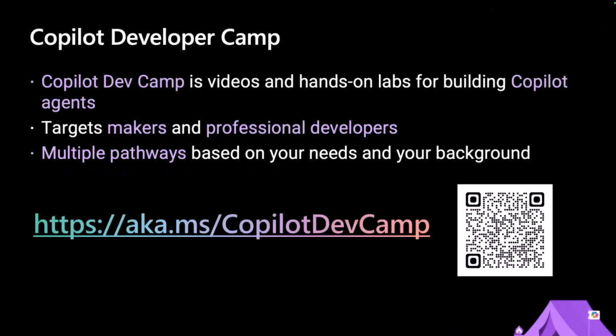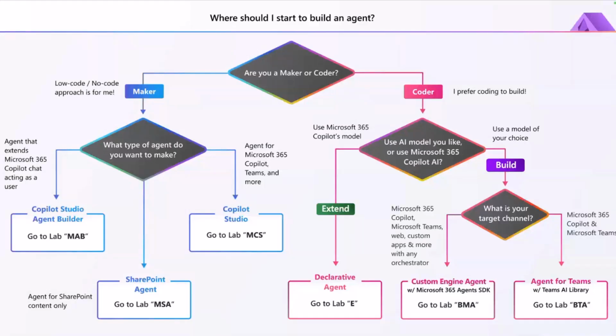Before we jump into the topic today, I want to highlight that Copilot Developer Camp is a set of videos and hands-on labs built for anyone who is interested in building and extending Microsoft 365 Copilot. You can find any type of agent in Copilot Developer Camp, and you can choose your own pathway to get started building your own agent for Microsoft 365 Copilot. And we have a huge map for you at the beginning of Copilot Developer Camp to understand what requirements you have and which one is more suitable for you, so you can decide which pathway to go for.